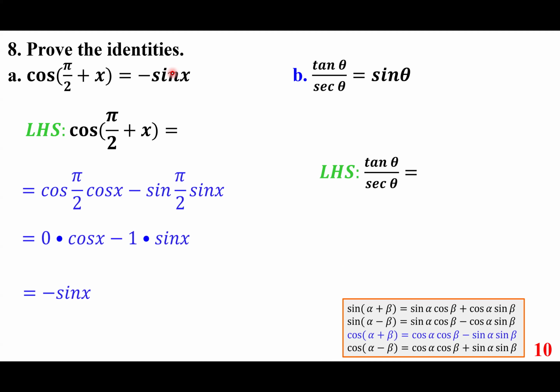We write tangent as sine over cosine and secant as 1 over cosine. Both of them have the denominator cosine. You can get rid of them or just simply multiply by cosine, and it will do the job. So cosine theta, cosine theta. This is theta, everybody. You get sine theta over 1 or simply sine theta.